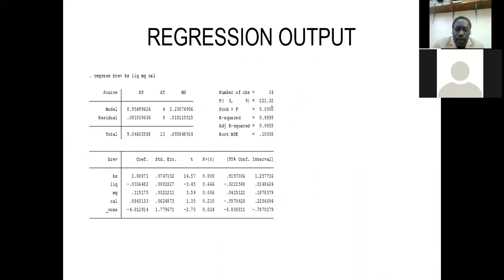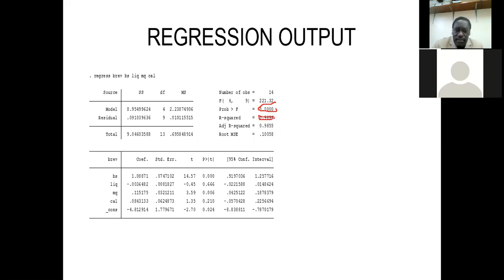In here, what you will see when you apply Stata, it will give you something like this. You shall have the probability. You shall have the R squared.